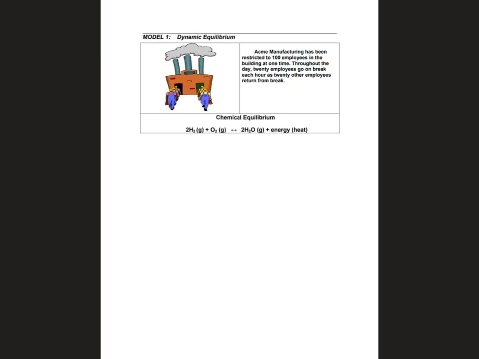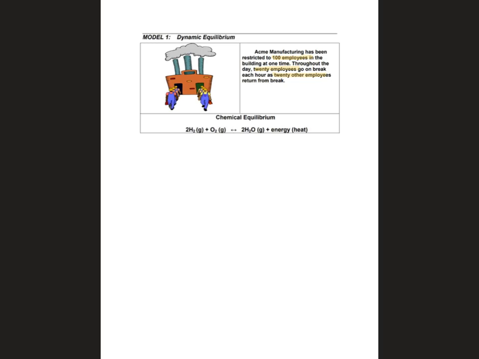So let's start thinking about this idea of a dynamic equilibrium, and we're going to think about it in terms of a manufacturing plant. So here's a model of a factory, and we have this factory which is restricted to 100 employees. So they have 100 employees in the building at any one time, and throughout the day 20 employees will go on break every hour. And when they do, that means 20 other employees are returning from break. Okay? So this factory is in a dynamic equilibrium because just as many employees are coming in as are going out, but the total number of employees in the building is going to remain constant at 100.